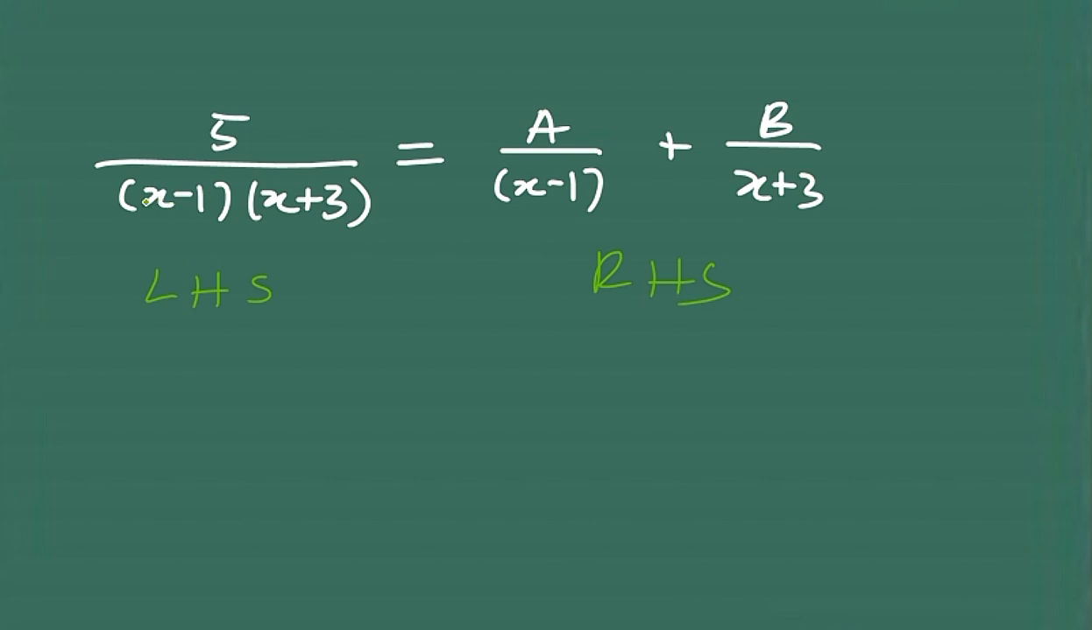Second, we also see that the denominator on the left hand side is the same as the denominator on the right hand side. So we can say that the denominators are identical. Since the denominators are identical, we also say that the numerators are identical. Let's take an illustrative example and see how we can find the constant values of A and B.